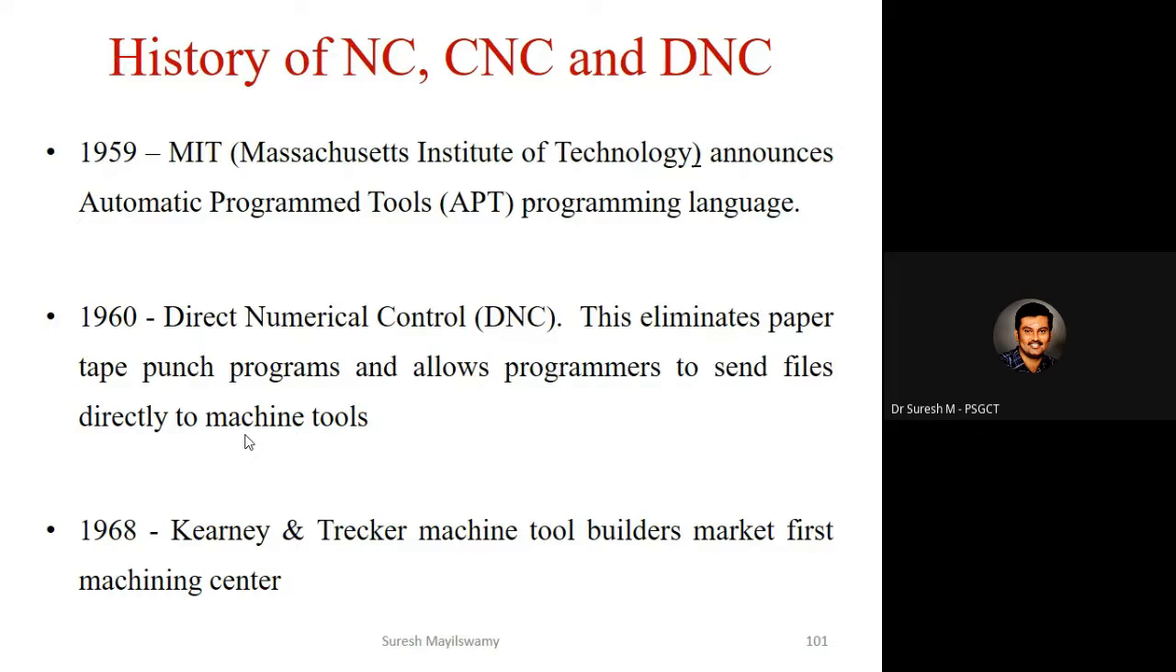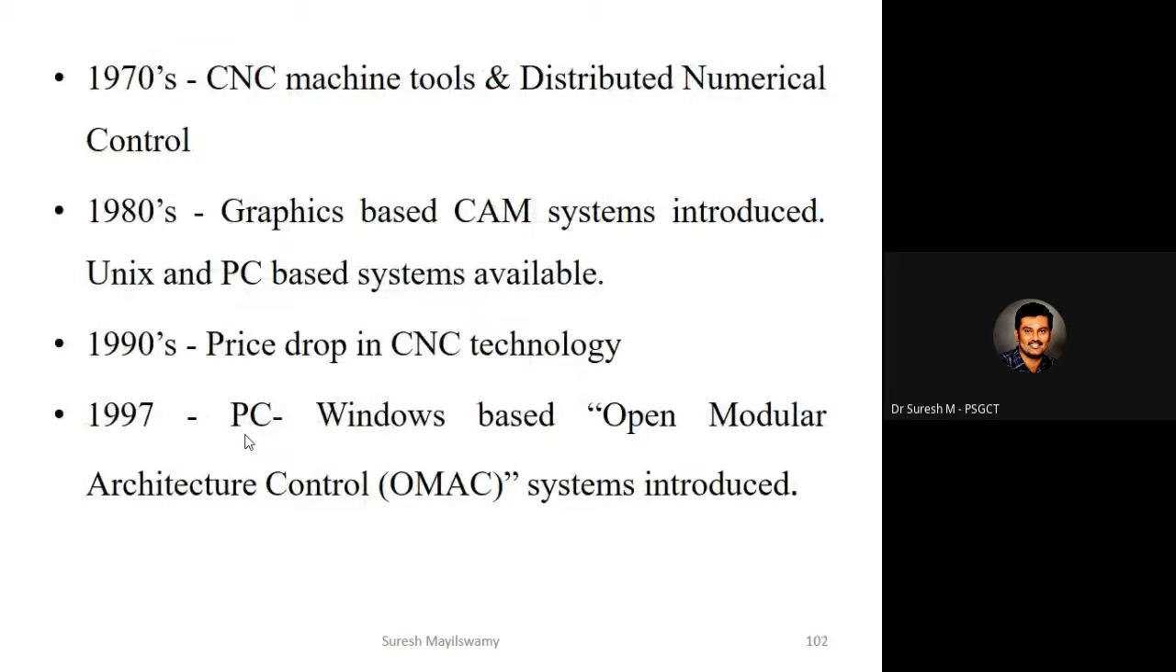This eliminates the paper tape punch programs and allows programmers to send files directly to the machine tools. In 1968, K&T machine tool builders market the first machining center. And in 1970, CNC machine tools and distributed numerical controls are introduced.